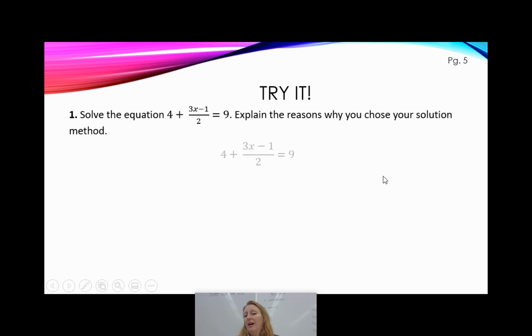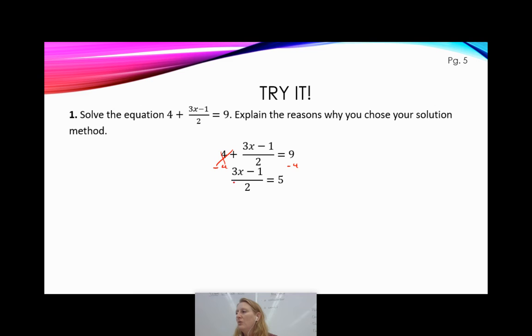So which method did I choose? You know what? I like to get rid of the dangly guy first. Again, you don't have to, but for me personally, I hate this little plus 4 hanging on the end there. So I'm going to undo a positive 4 by subtracting it on both sides. So that will cancel out. And now I have (3x minus 1) over 2 equals 5 because 9 minus 4 is 5.